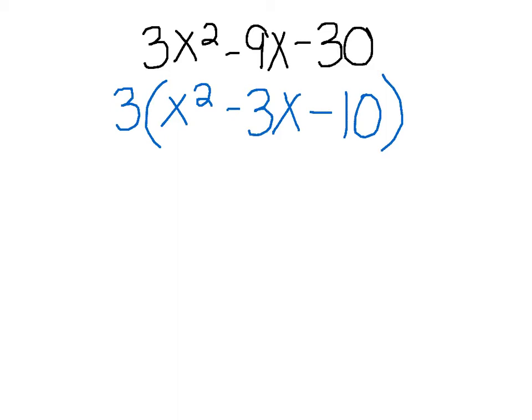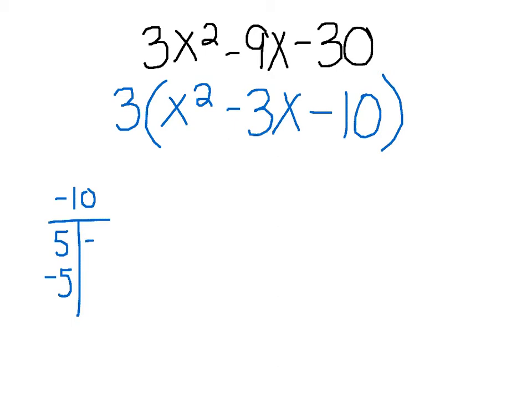So I see that it's a trinomial, so I'm going to look for factors of negative 10 that add to negative 3. Well, because it's negative, I have to have a positive and a negative. So I can do 10 and 1, but I know that's not going to work. So I can do 5 and negative 3, or negative 5 and positive 3. Oh, excuse me, not 3.